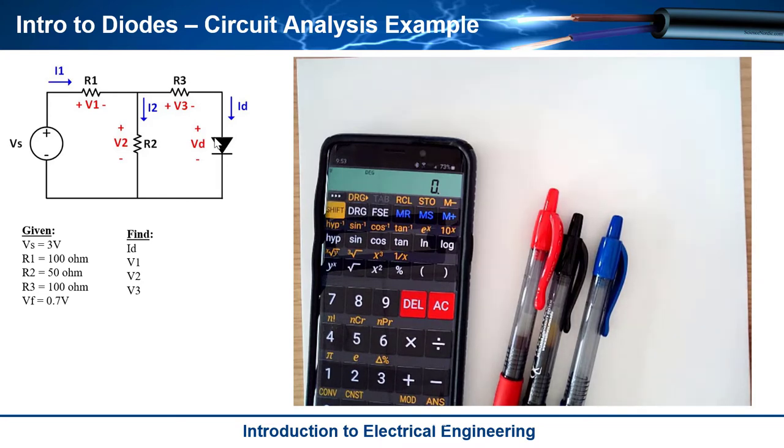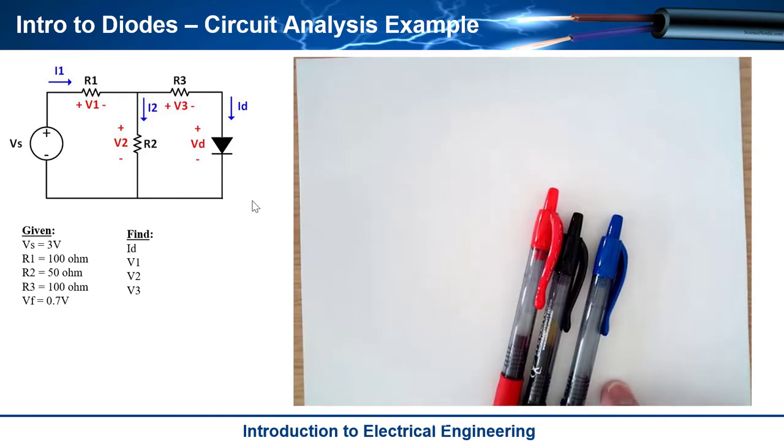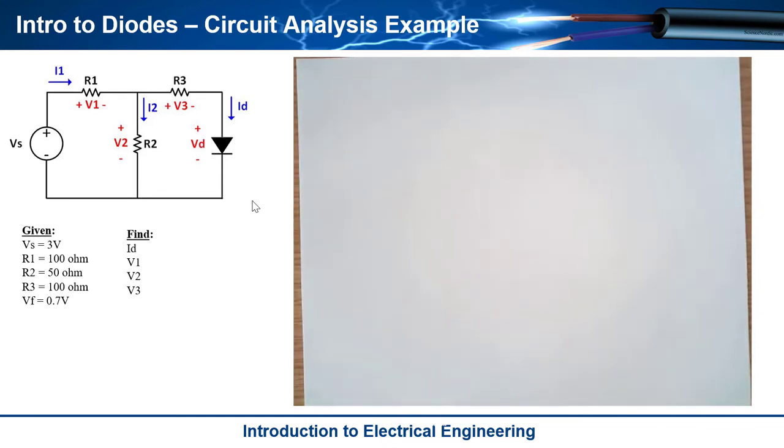What I'm trying to do is figure out the current through the diode, and I want to know what V1, V2, and V3 are. Once I know all this, I can solve for I1 and I2, but for now, let's just go for the voltages and the current through ID. And we want to use the constant voltage drop model to solve this. Okay, so here we go. I'm going to walk through every single step.